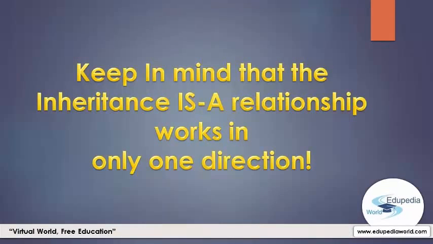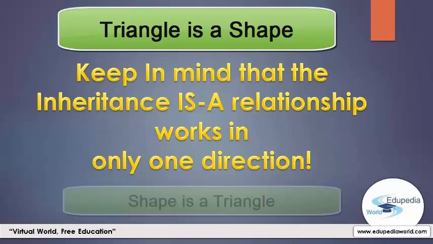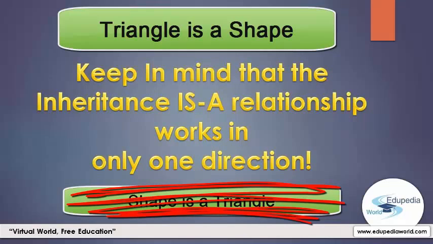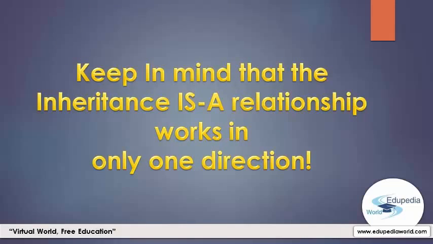Now keep in mind that the is-a relationship in inheritance works in only one direction. For example, triangle is a shape makes sense, so you can have triangle extend shape, but the reverse, shape is a triangle, does not make sense. So shape should not extend triangle. Always remember that the is-a relationship implies that if x is a y, then x can do anything a y can do. Sometimes it may be done in a different way, and sometimes x may do more than what y can do.